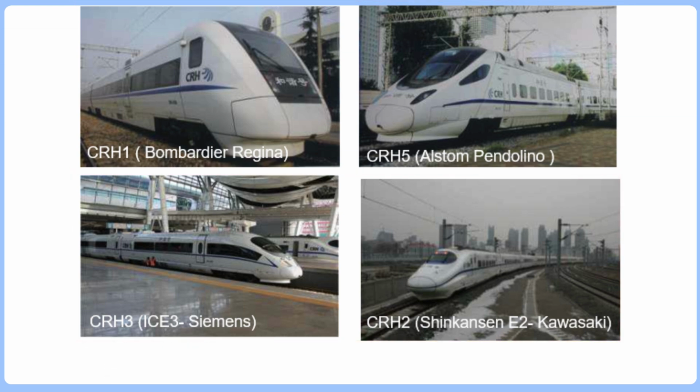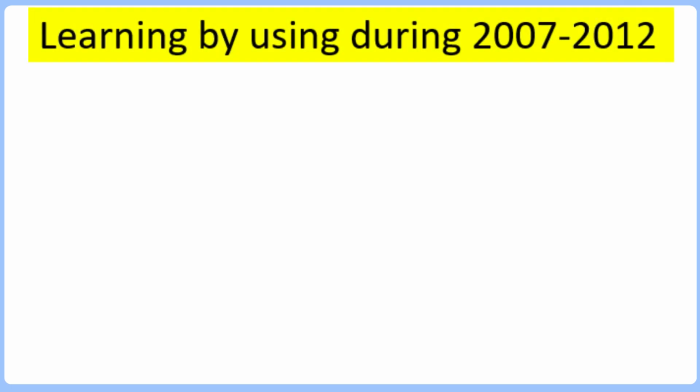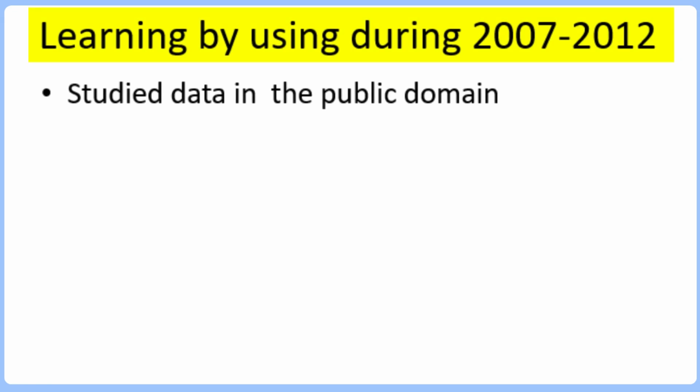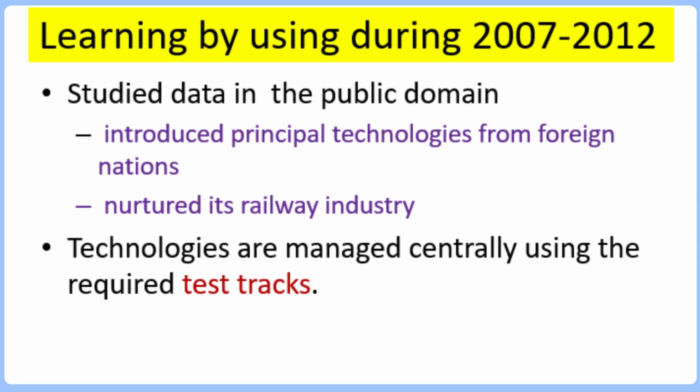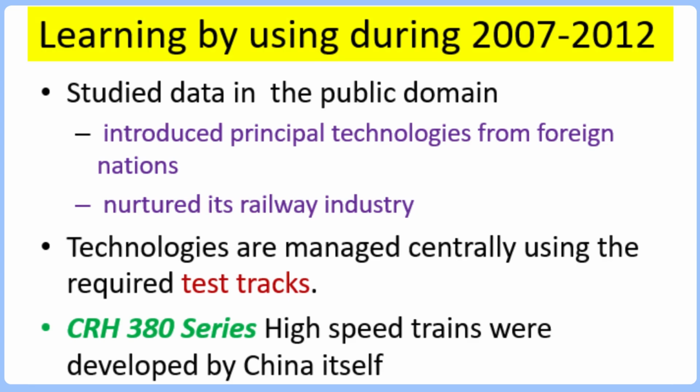After manifesting CRH-1, CRH-2, CRH-3 and CRH-5 trains in 2007, they moved their trajectory into a higher orbit to become one of the world leaders in HSR train designs. The Chinese railroad engineers studied data in the public domain. They introduced principal technologies from foreign nations and nurtured their own railway industry. Technologies were managed centrally using the required test tracks, and the CRH-380 series high-speed trains were developed by China itself.